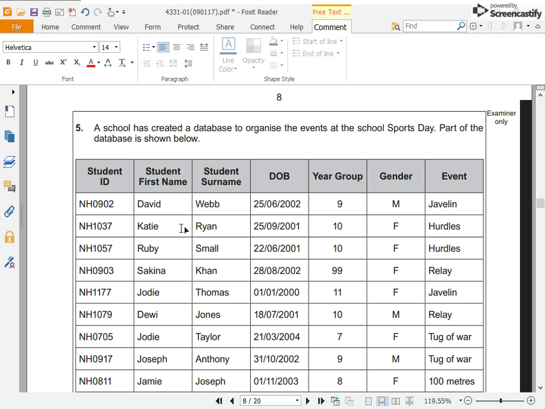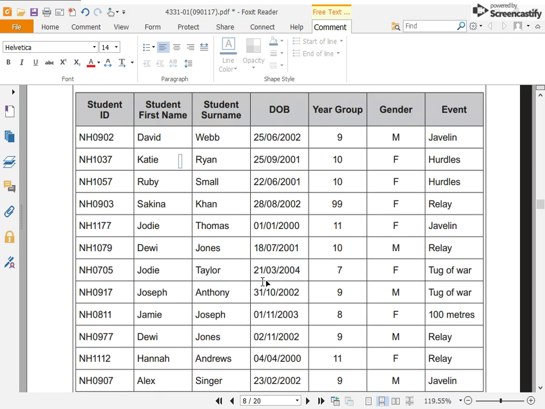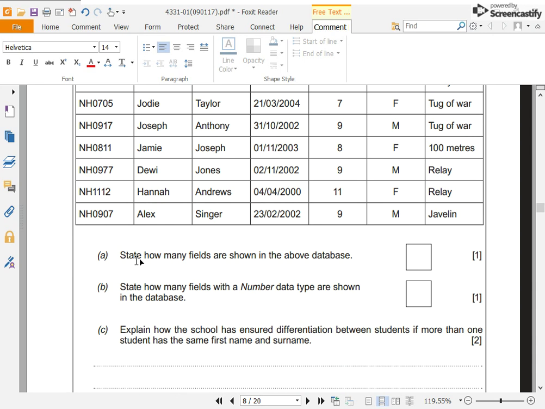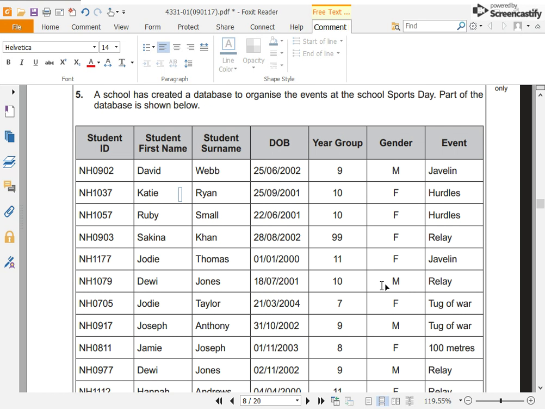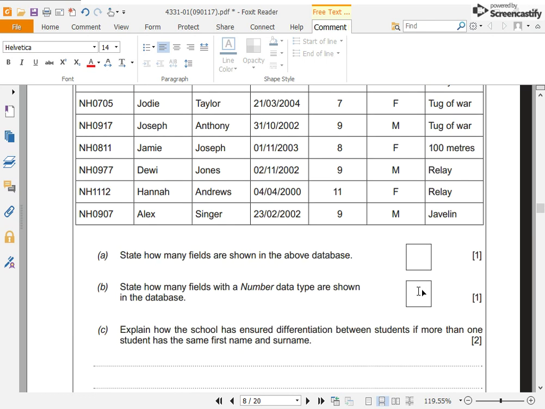Okay, the database questions. There's always some of these. A school has created a database to organise the events at the school sports day. Part of the database is shown below. Usual thing. State how many fields are shown in the above database. Okay, so we can have a look at that. Okay, so the fields are obviously the headings of the database, of which there are 7.